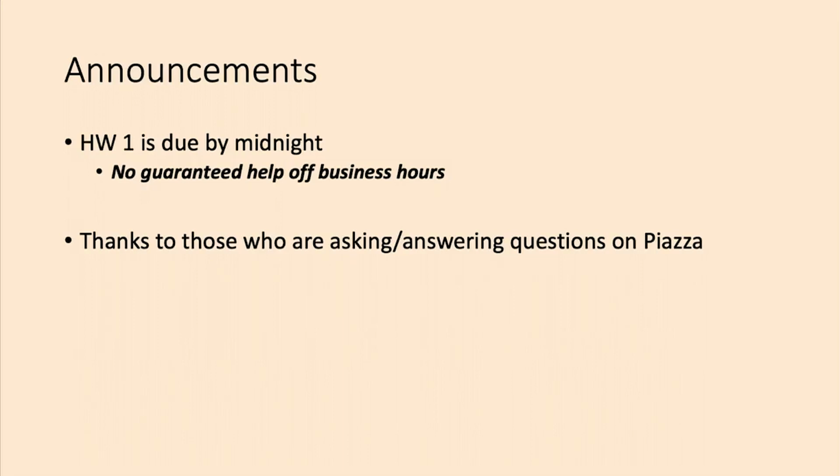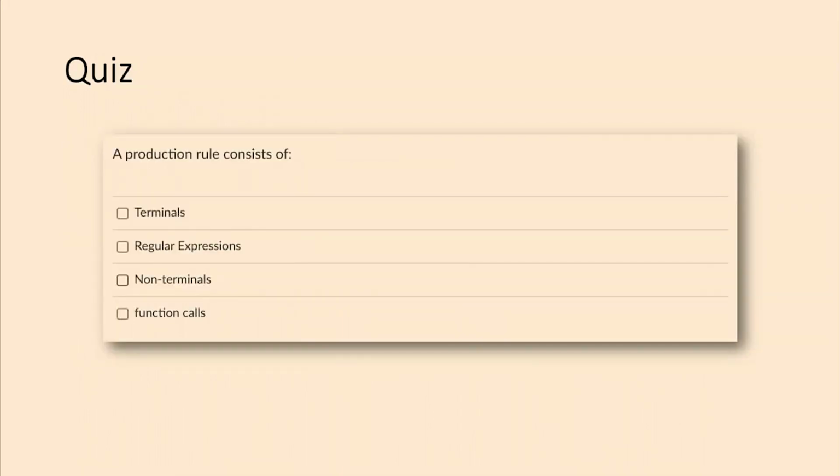In that case, let's get started and talk about the quiz. Remember, we were talking about context-free grammars, and those context-free grammars had what we called production rules. If you remember what a production rule consisted of, does a production rule have terminals? Who says yes? Yes, a decent number of people. Does it have regular expressions? Nobody. Does it have non-terminals? Yes. And does it have function calls? No.